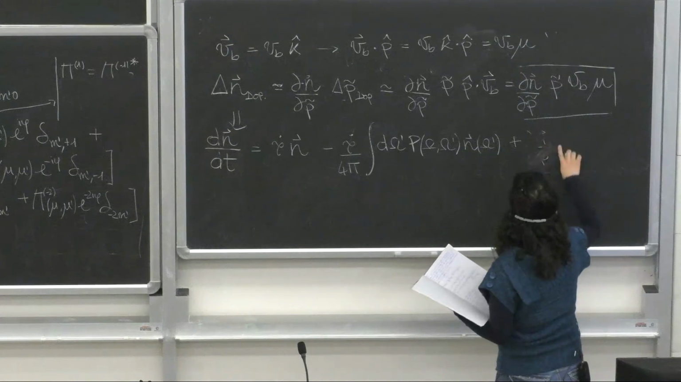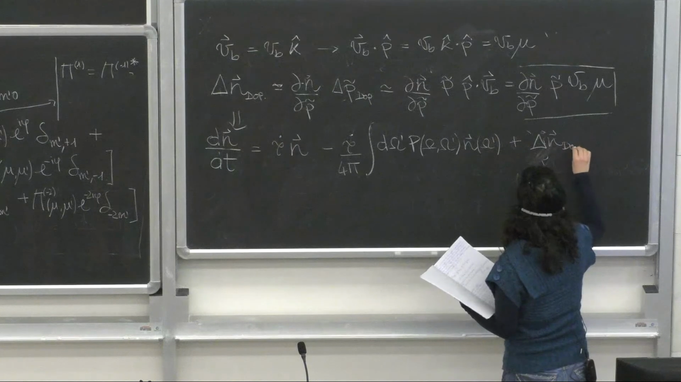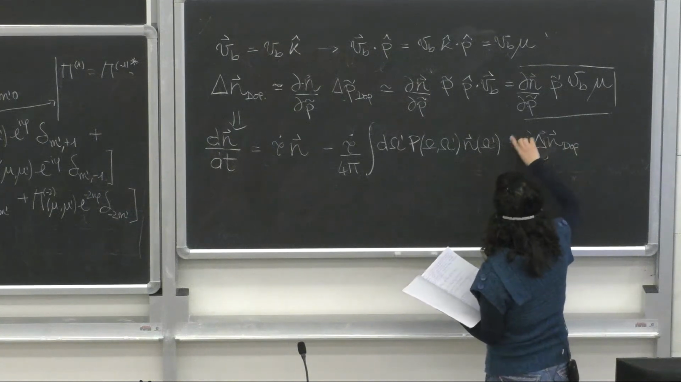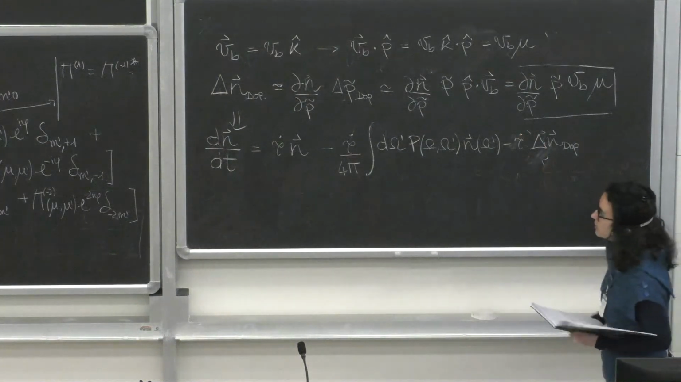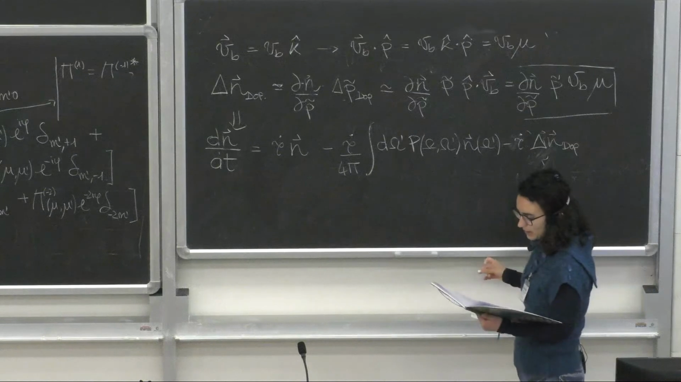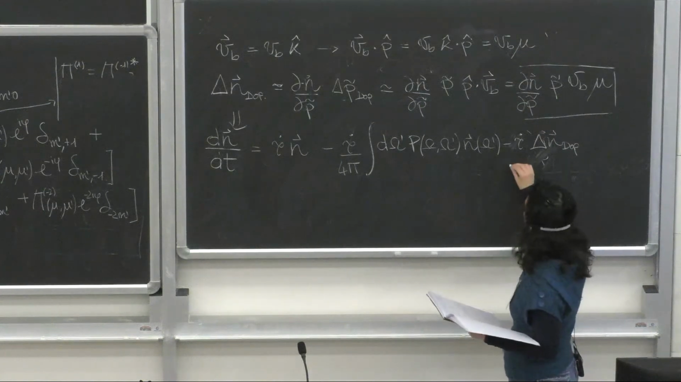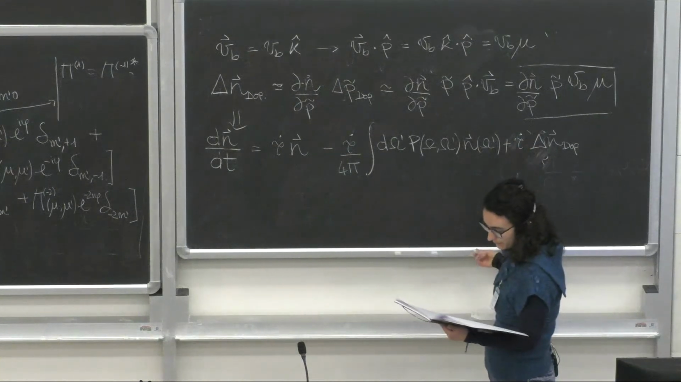So let me write this delta n Doppler. With, of course, the tau prime, because we are still considering that the Doppler comes because of the scattering. So it has the same sign of this term.